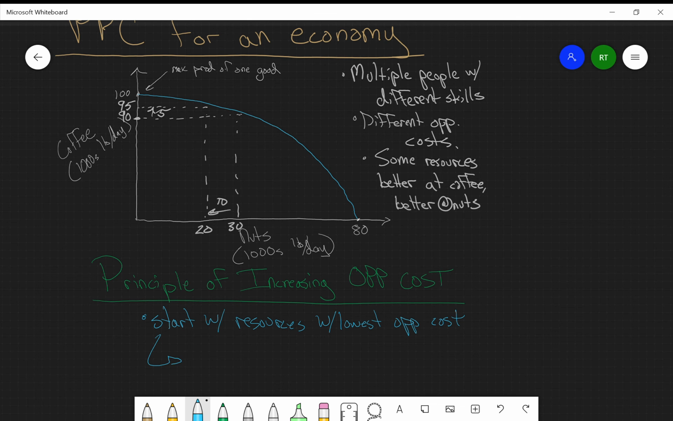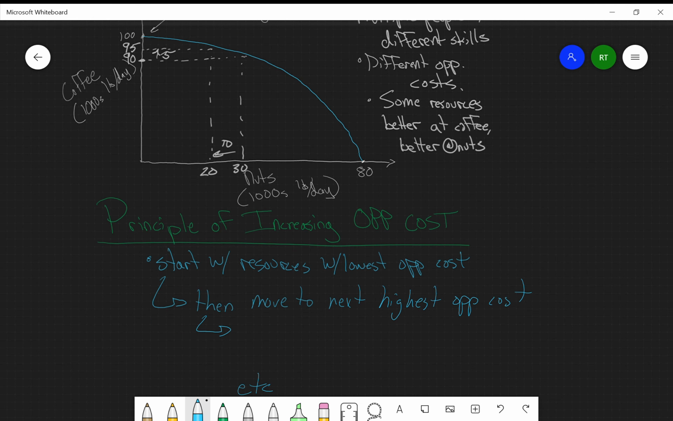And then you're going to move to the next highest opportunity cost. And still higher. And throughout this, right, there's decreasing productivity or declining.